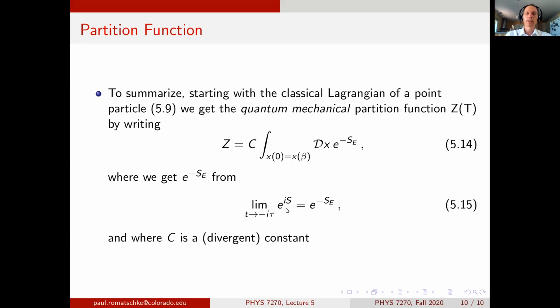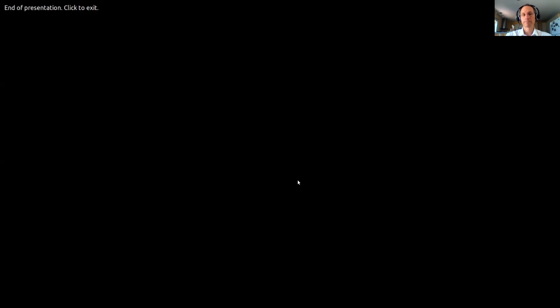Specifically, if we take e to the iS, where S is the classical action, and we do this replacement here, we find that we get e to the minus S Euclidean, where C again up here is a divergent constant. And this concludes the present lecture.